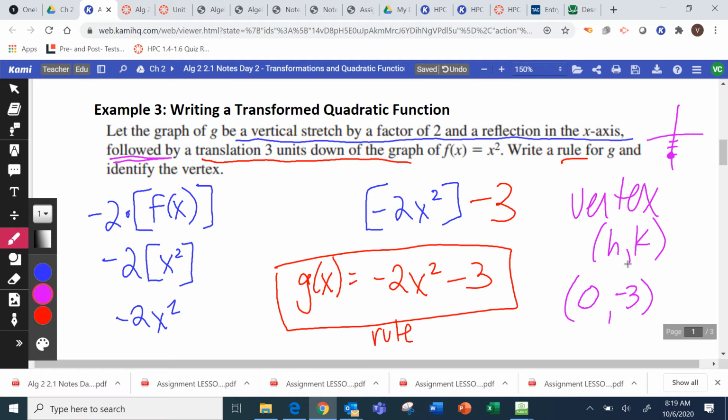With this parabola, would it open up or would it open down? Sophie, would this parabola open up or would it open down? Why? Because of the reflection in the x-axis, this one would open down. Yeah, that's as exact as I'm going to get right now.